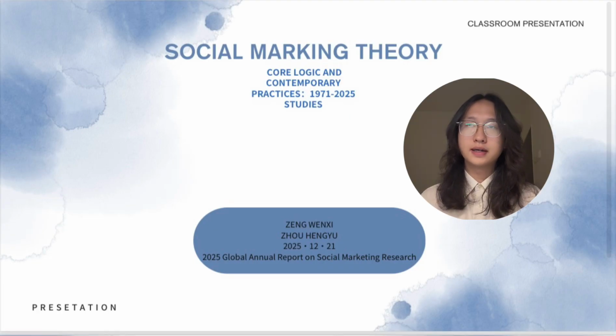My talk is based on research from 1971 to 2025. The data comes from the 2025 Global Social Marketing Research Annual Report. In the next 50 minutes, we will explore this useful theory that uses business logic to solve social problems.